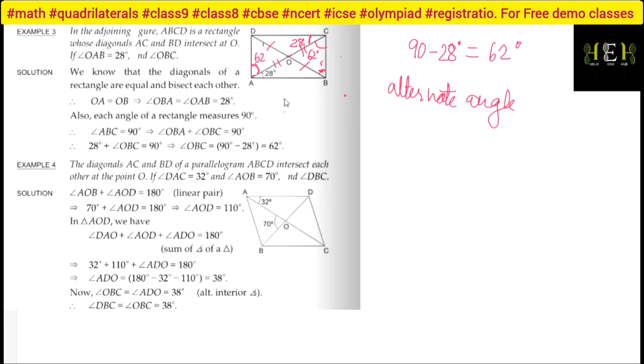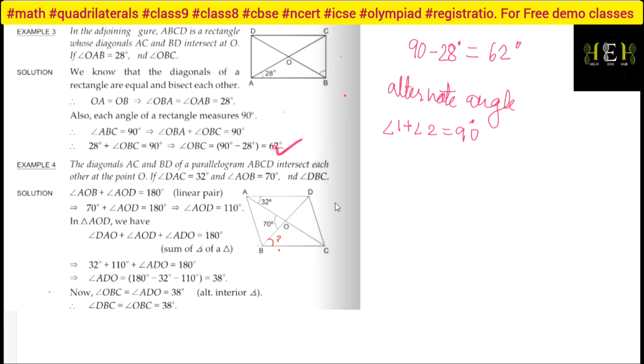Now see what they are asking us: angle OBC. Now I have to find out this angle. Okay, now tell me, how can I find it out? The diagonals AC and BD of a parallelogram ABCD intersect each other at the point O. That we know. Now if DAC is 32 degrees and this one is 70 degrees, then find the angle DBC.